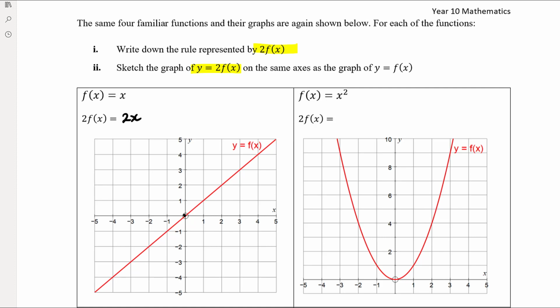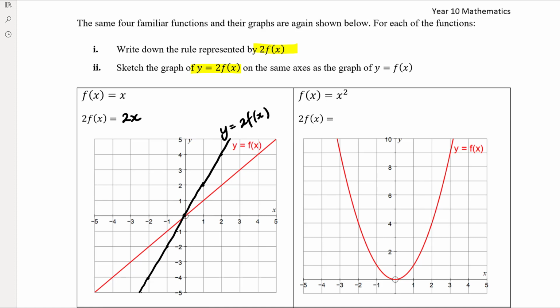So gradient of 2 means for every 1 across, we're going to go 2 up. And so there we have y equals 2 times f of x.